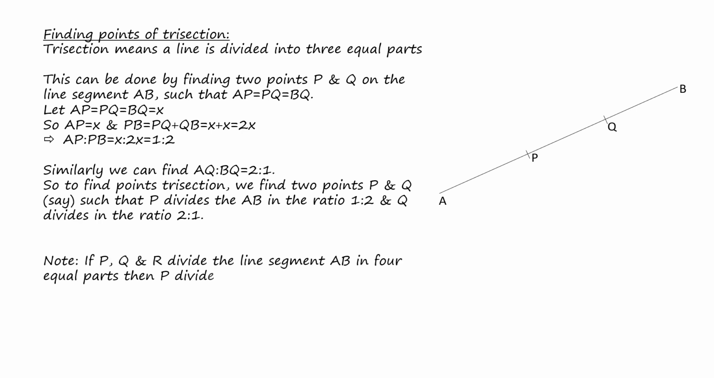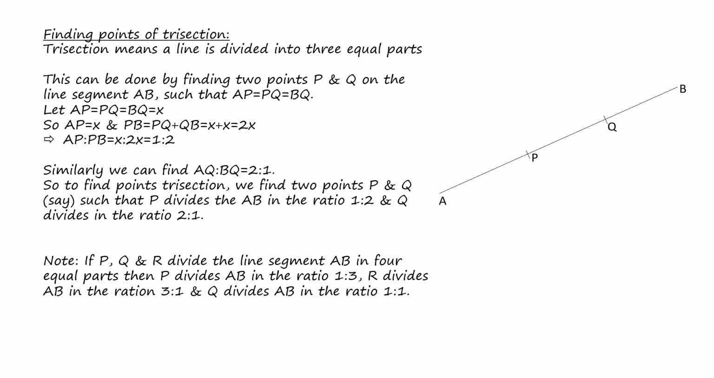Note, if P, Q and R divide the line segment AB into 4 equal parts, then P divides AB in the ratio 1 is to 3, R divides AB in the ratio 3 is to 1 and Q divides AB in the ratio 1 is to 1. And the picture goes like this. That means the first one is nothing but trisection, where 2 points divide a given line segment into 3 equal parts. In the second case, 3 points divide a line segment into 4 equal parts. Likewise, we may get some more cases. Let's see some examples.